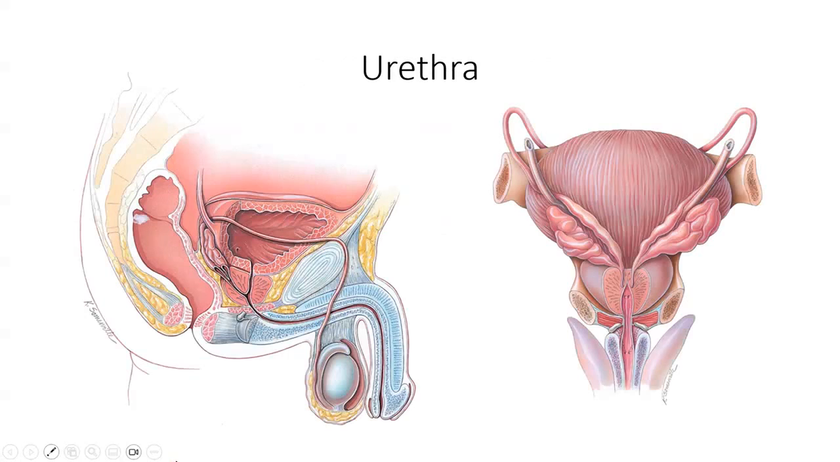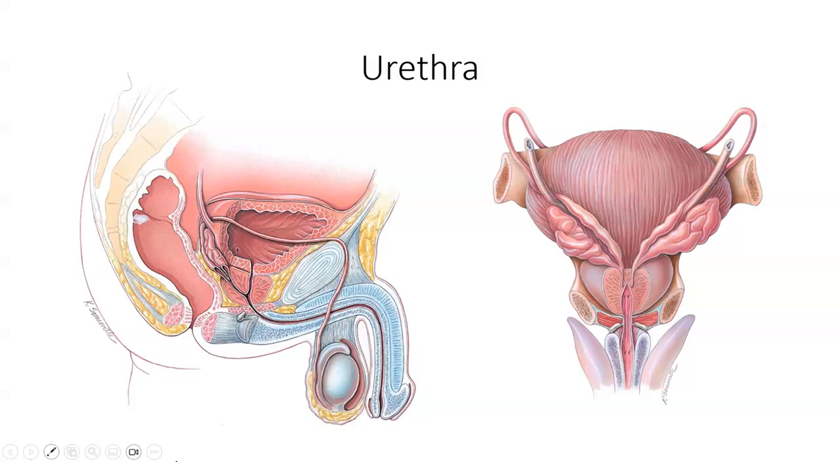So the last portion of the duct system that runs through the male reproductive system is the urethra. In males, the urethra is shared between the reproductive and the urinary systems as both a passageway for semen and for urine. The urethra is about 20 centimeters long and it passes through the prostate, through the deep muscles of the perineum and through the penis.